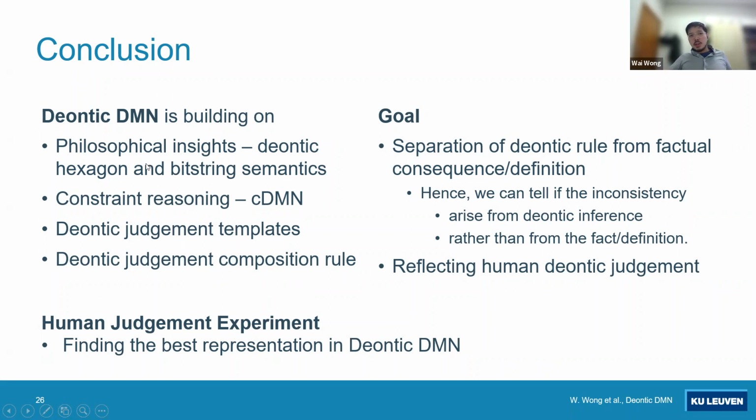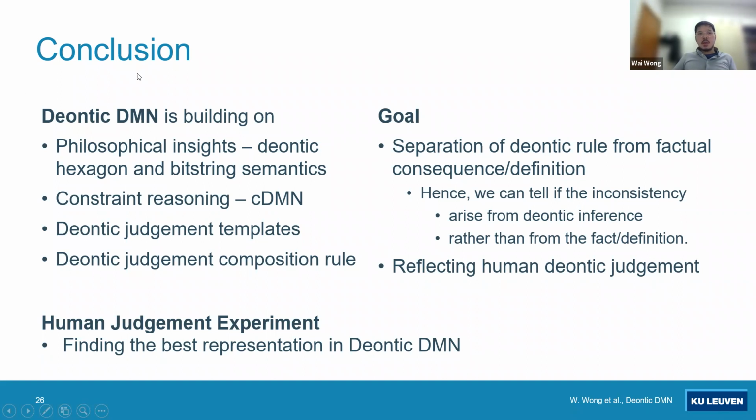So for the Deontic DMN, to conclude the goal, there's one slide I mentioned about the separation of the Deontic rules from the factual consequences of definition, because we already see that with the factual definition, if you have the input, the output must be the case. They can go the other way around. But the Deontic rules normally will put the action as an output, and those actions don't have to match your input. It's just that in the ideal scenario they have to match.